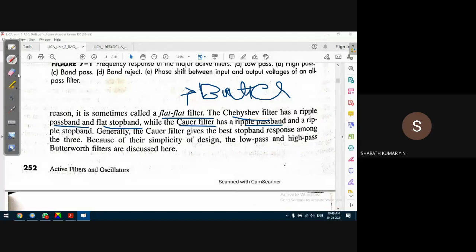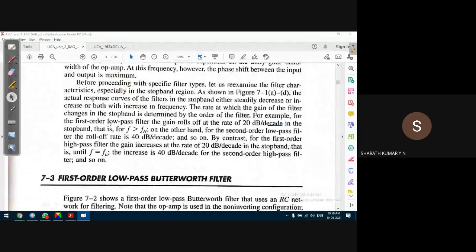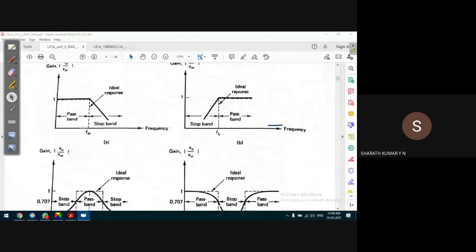So what is ripple? I'll explain this. It is something like this. For example, in a Chebyshev filter, what happens? This is the Butterworth filter response. In the Chebyshev filter, the response will ripple. It may be flat for a particular range, but when the frequency becomes very high, the gain increases and then decreases. This is what is known as a ripple response, the ripple nature in the variation of the gain of the filter.